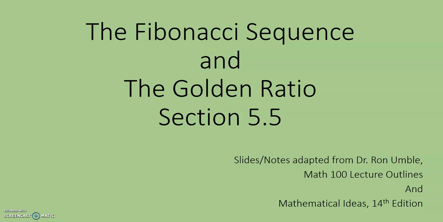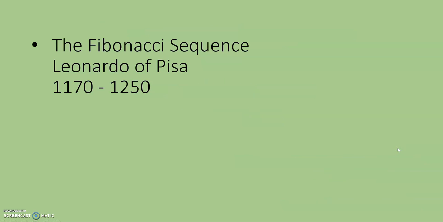Section 5.5, the Fibonacci sequence and the golden ratio. The Fibonacci sequence was developed by Leonardo of Pisa. He lived from 1170 to 1250. The sequence is a sequence of numbers where after the first two terms, the next term is obtained by adding the previous two terms.